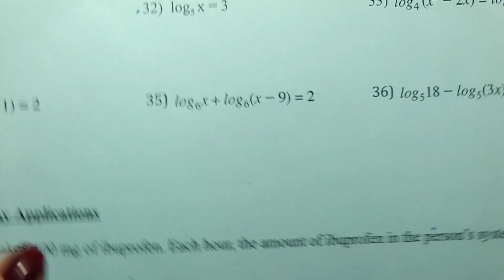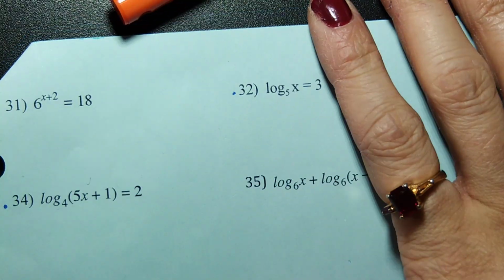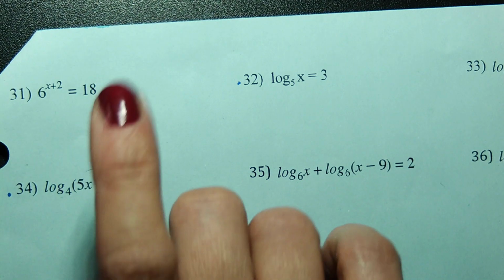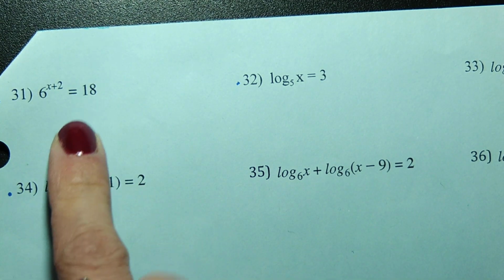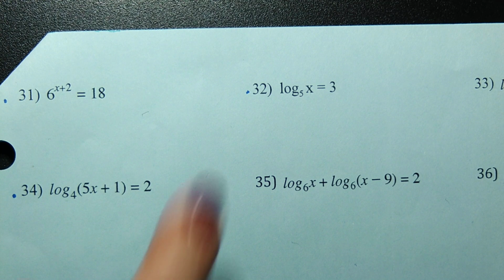Can I write 6 and 18 as the same base? So 18 is 6 times 3, but 6 to the first is 6, 6 to the second is 36. There's no way I can write it as base 6, as 6 raised to some power. So I would need to log both sides on that one. I think we're good. We're not going to go any further with that one.